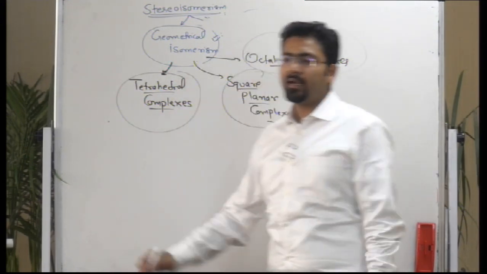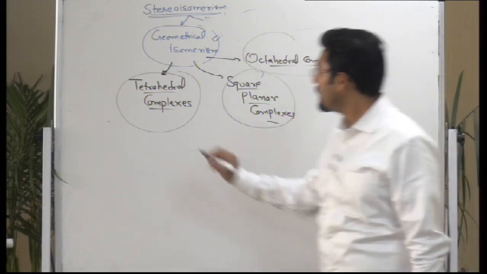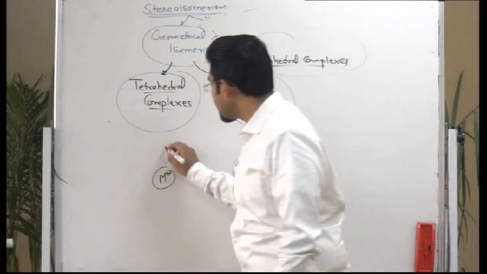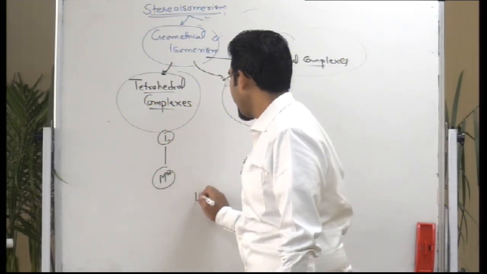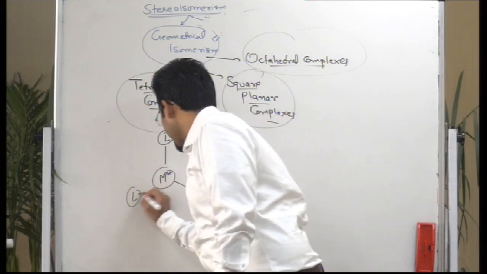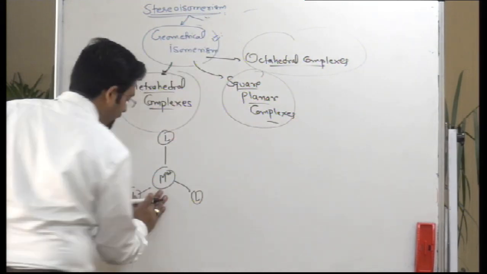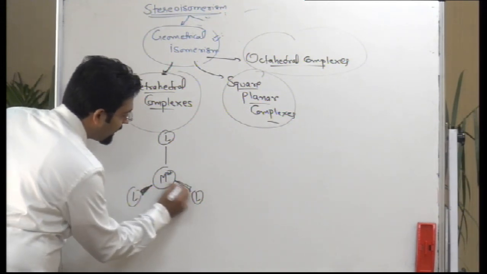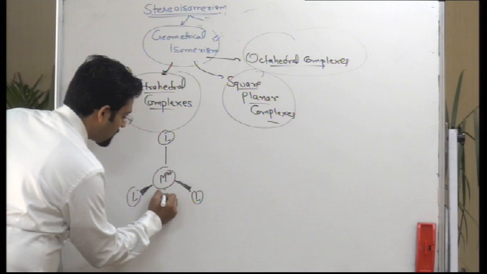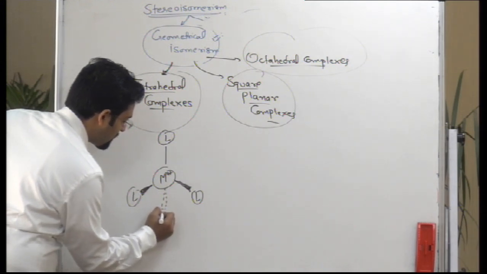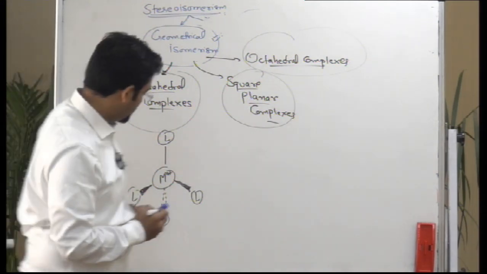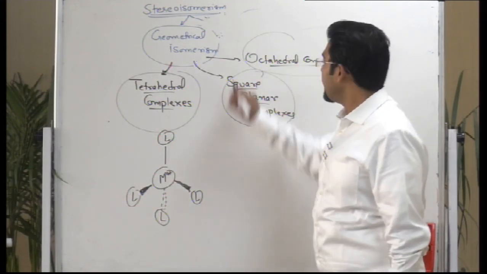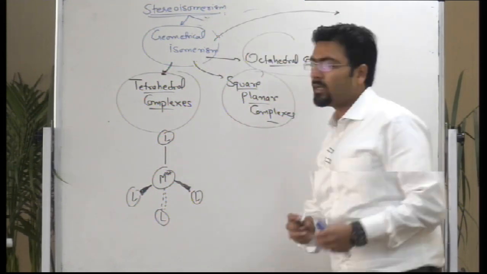So in a tetrahedral complex, the metal ion is bonded to 4 ligands, two coming out of the plane and one going inside the plane, right? Now, before we move ahead, let's just quickly understand what is geometrical isomerism.